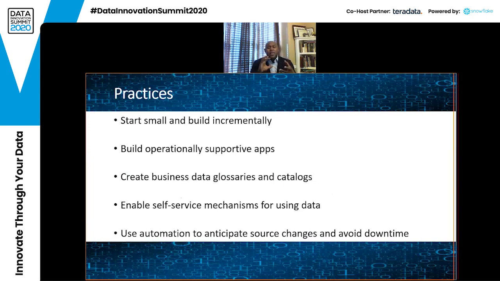But then we want to build operationally supportive apps. What I mean by that is all of the applications that we develop and support, we want to make sure that those applications support the operational sides of the business. In other words, we don't want to produce reports that don't mean anything. So the report has to mean something.